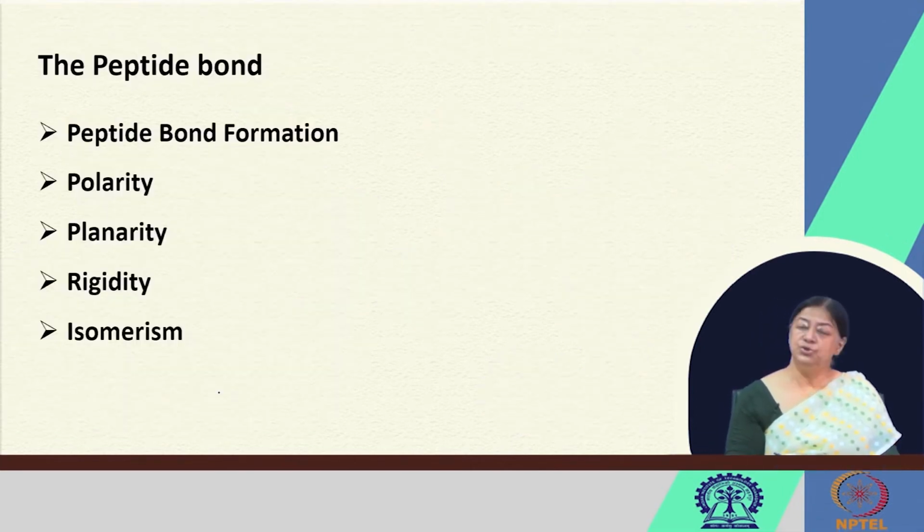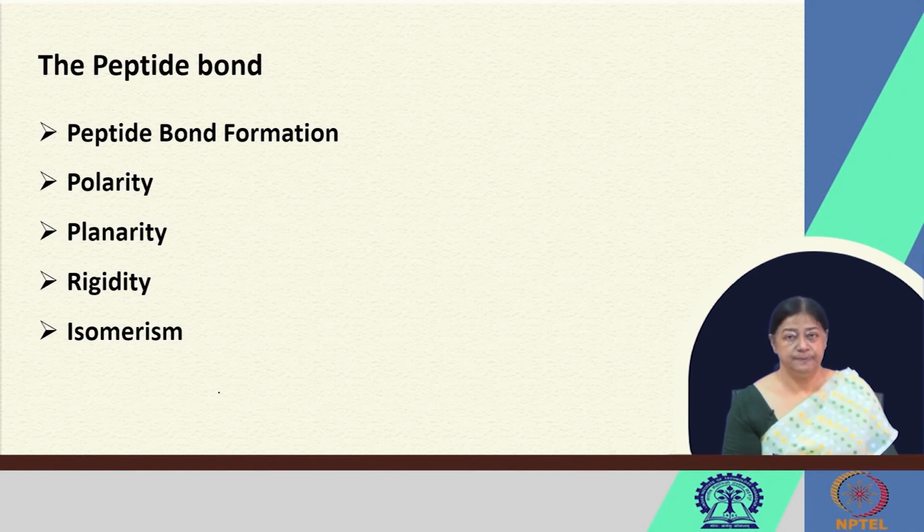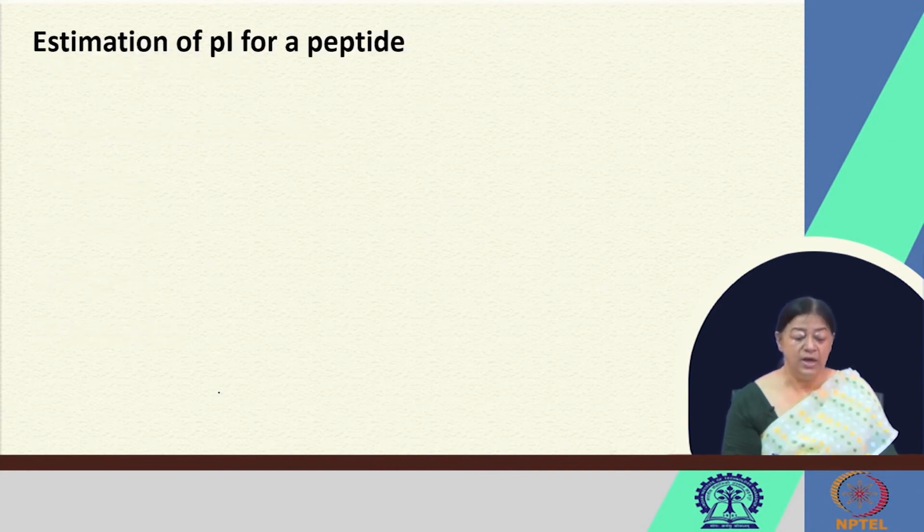So, we saw the peptide bond formation, the relative polarity, the planarity, the rigidity, and its isomerism. What we are now going to try and understand is, if you remember in one of the lectures, we tried to find out the pI of an amino acid. But now we have amino acids linked together to form a peptide bond. Now, in the formation of the peptide bond, the characteristics of the individual amino acids also come into play. So, how can we estimate the pI for a peptide?